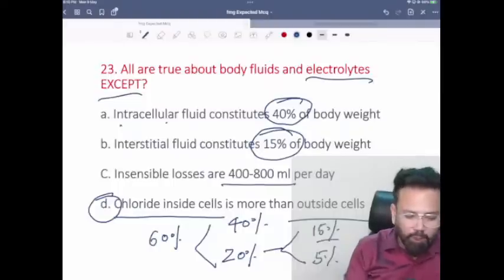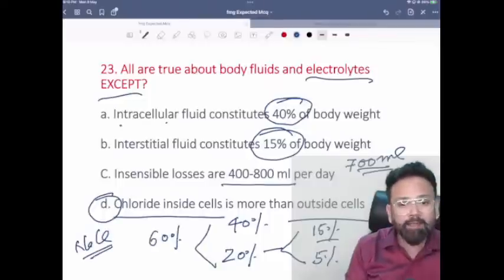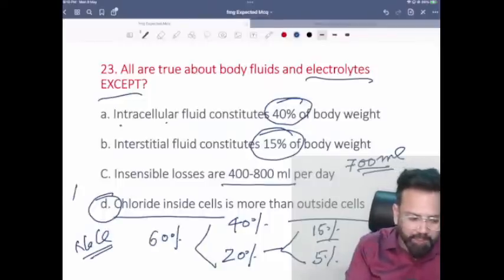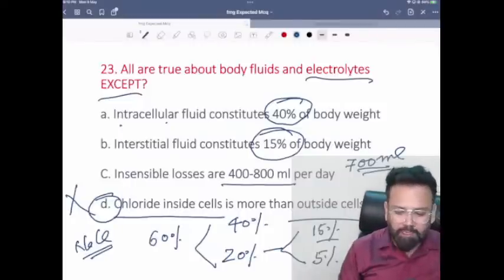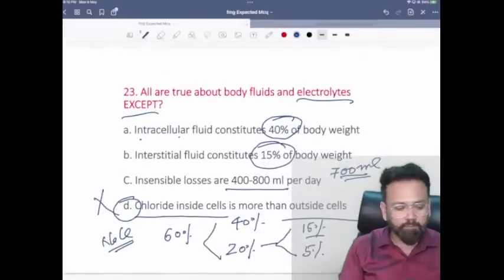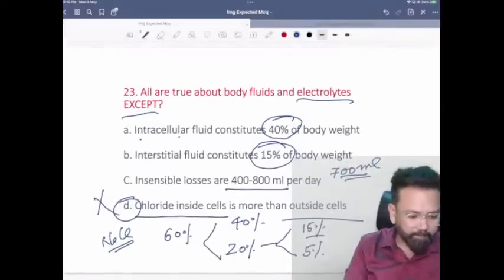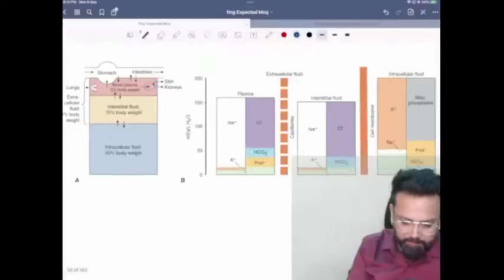And insensible loss of the fluid is 700 ml. And is chloride inside? No. Sodium and chloride are more in the ECF. So this option is wrong. So the answer will be D. Am I clear? Okay.